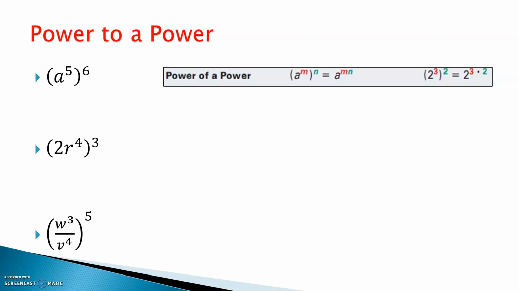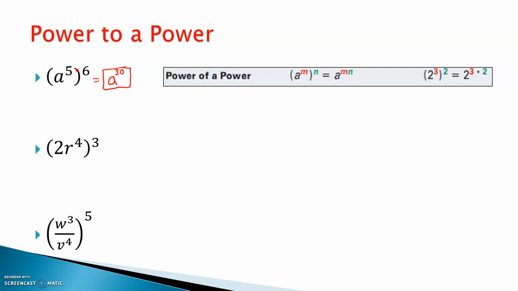All right. So for the first one, a to the 5th in parentheses all to the 6th power. Power to a power means I multiply those. 5 times 6 is 30. You should have gotten a to the 30th power for number 1.